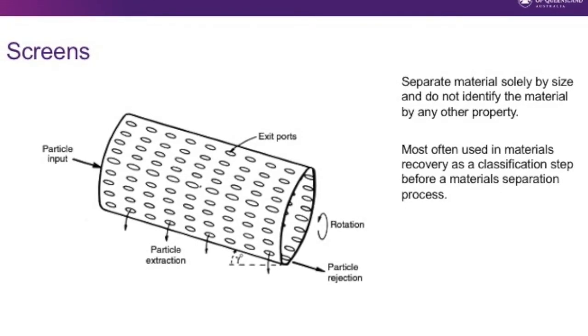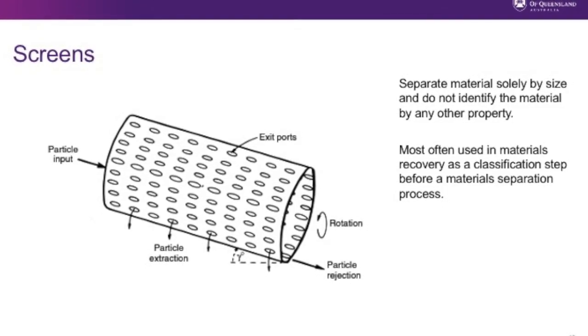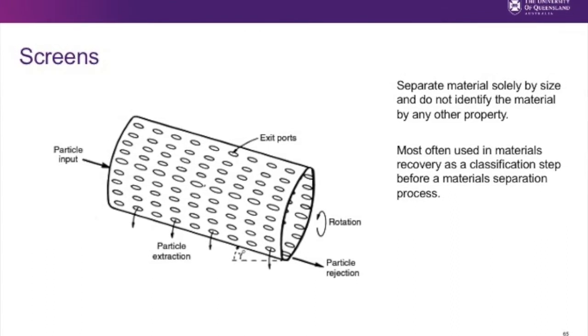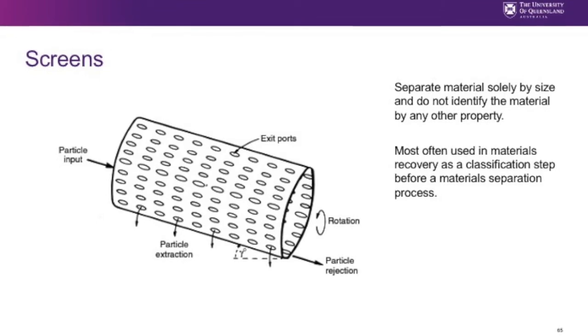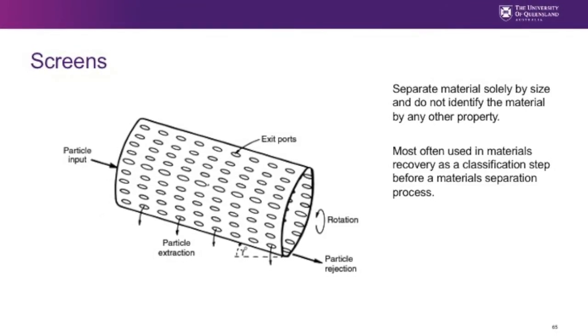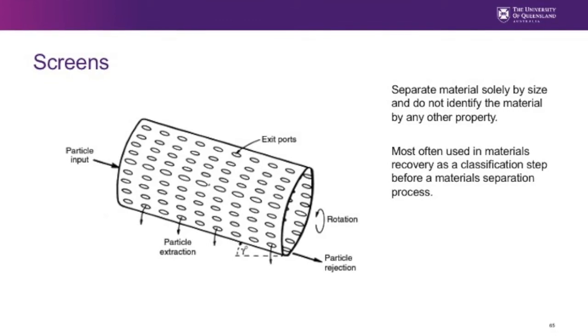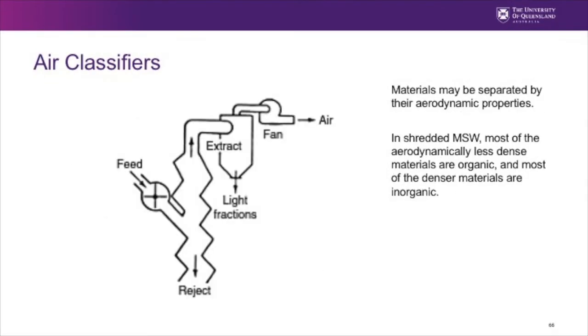Now I'm going to have a brief discussion about the type of equipment that is being used. These are the screens, and these are used to separate material by size and not by the property of the material, right? This is the most basic type of separation. These are often used for classification. Then we have air classifiers, and with these the materials can be separated by the aerodynamic properties. And in this type of equipment, the principle is the separation based on the density. So we know that less dense materials are organic and most of the denser materials are inorganic.